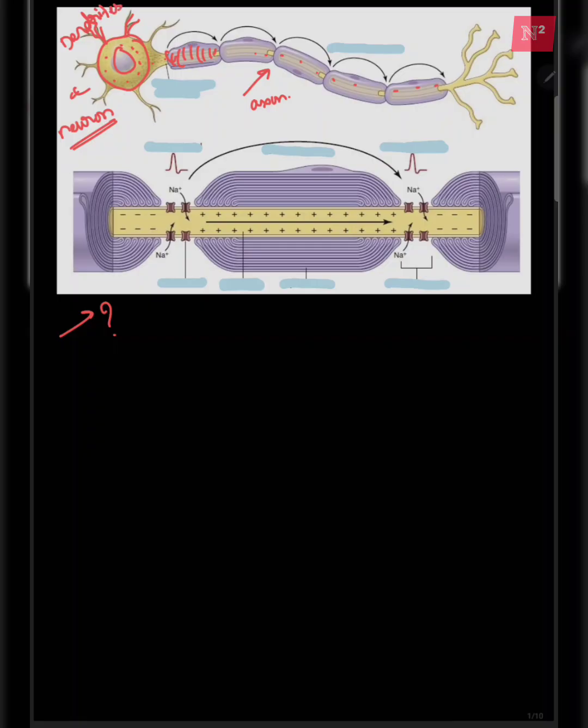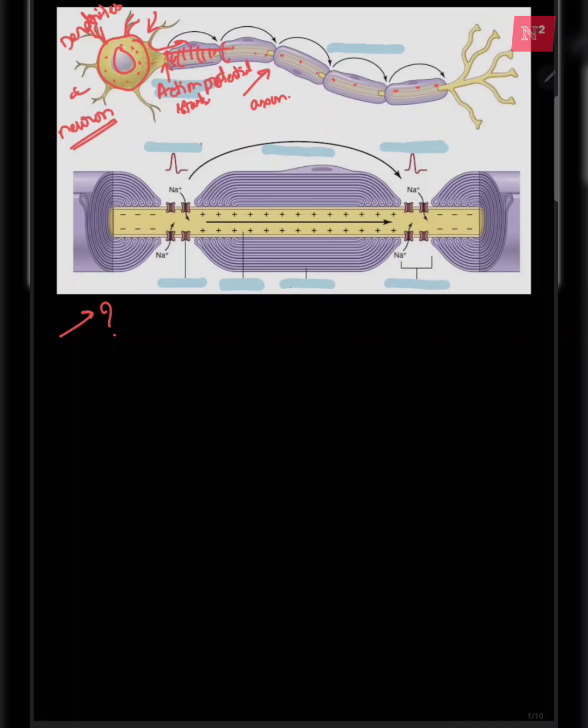Dendrites. Okay, so usually the signal that is transmitted in the nerves arrives with the help of the dendrites. It is passing downhill along the axon. Okay, so whatever action potential is generated in the axon, it starts at this particular point. Okay, so this is the point at which the action potential starts over here.